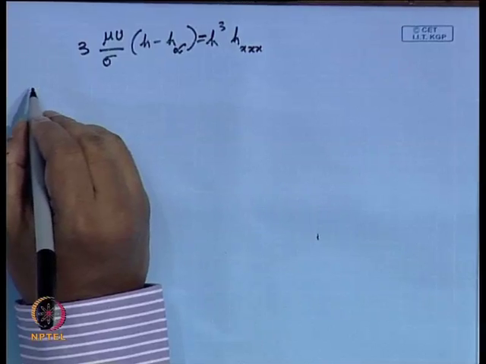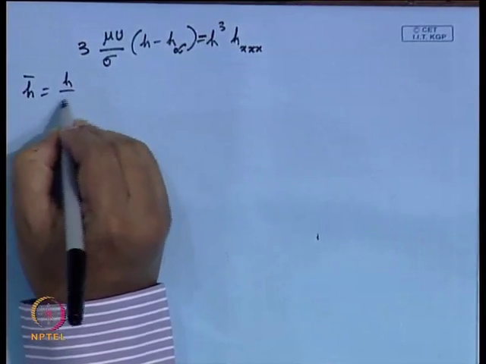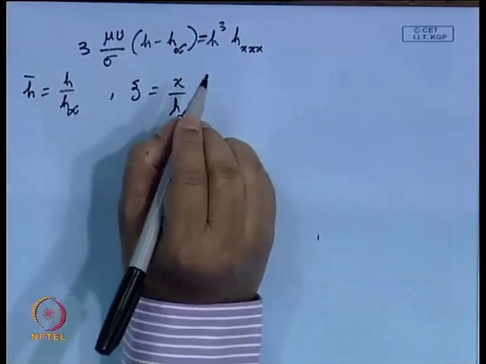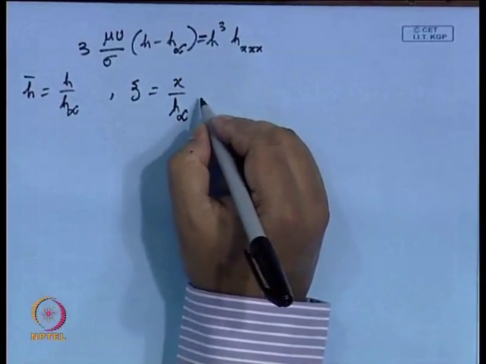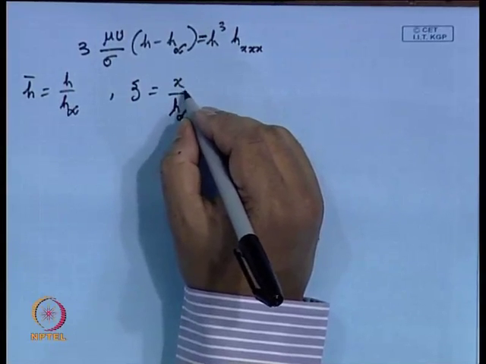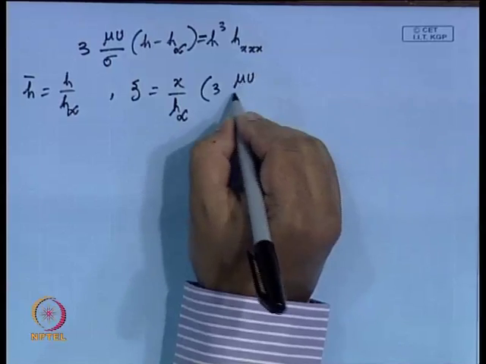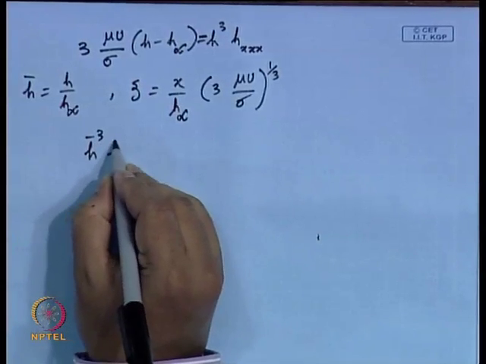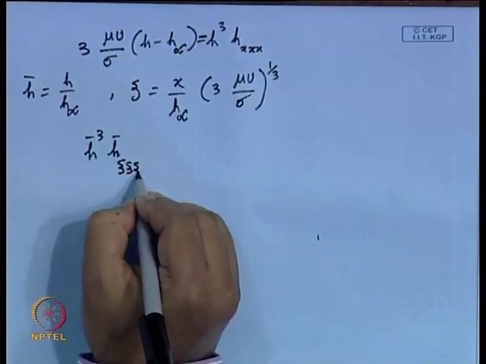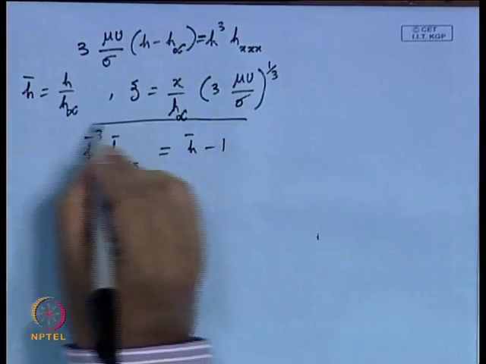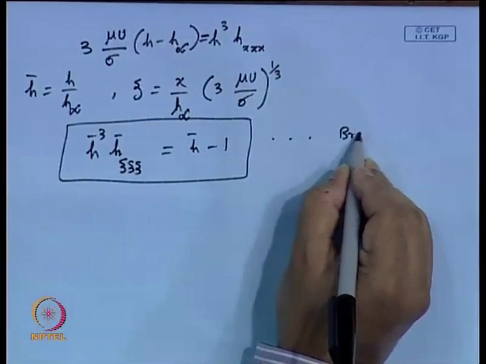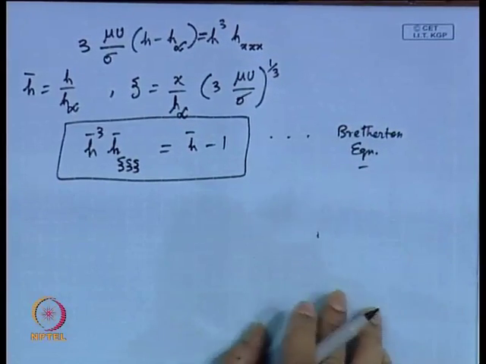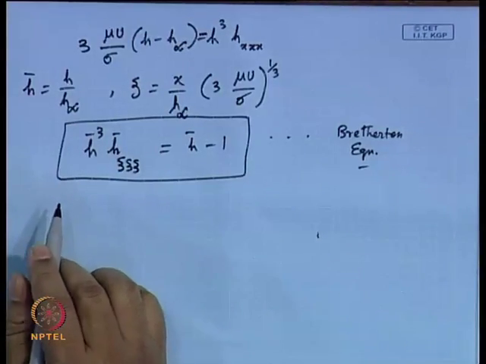Here it was made dimensionless in a way that h bar is written as h by h infinity, and zeta is written as x divided by h infinity, where x is the distance from that middle plane, the middle point of the flat film region where h is h infinity. So x by h infinity is (3 mu u divided by sigma) to the power 1/3. If this is the case, then one can write h bar cube times the third derivative of h with respect to zeta equal to this quantity. This is famously known as the Bretherton equation.